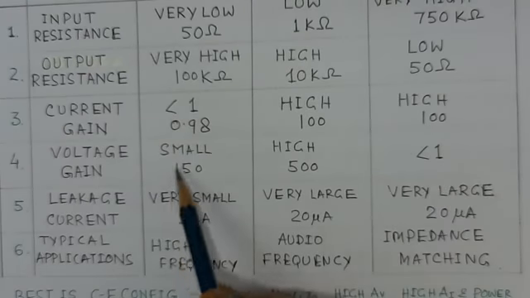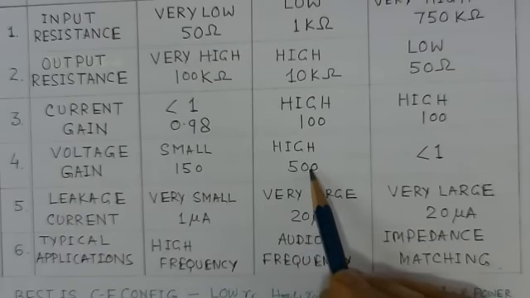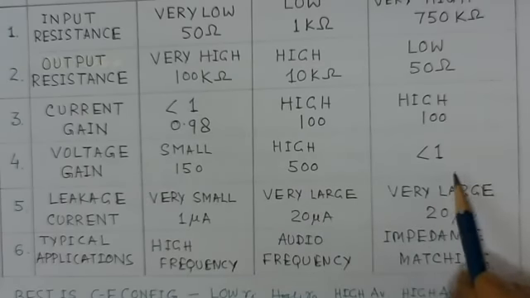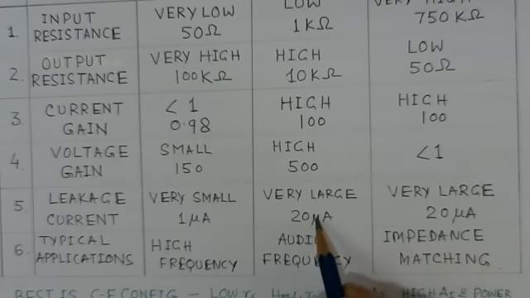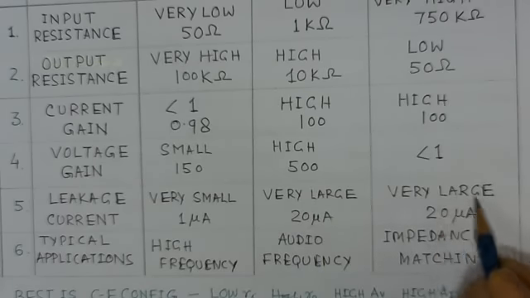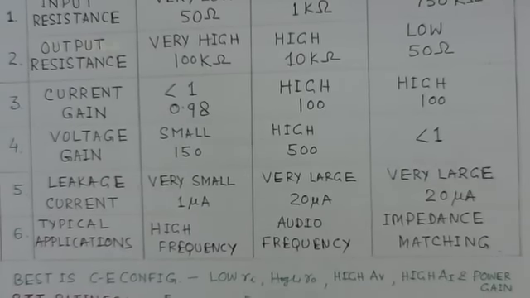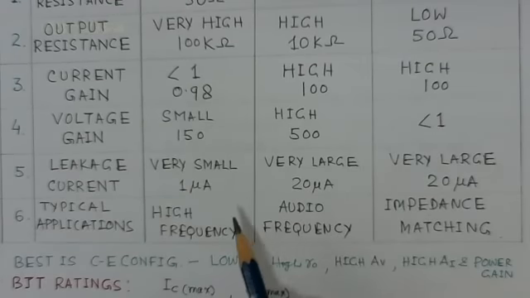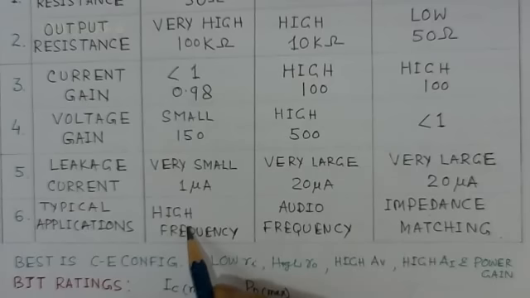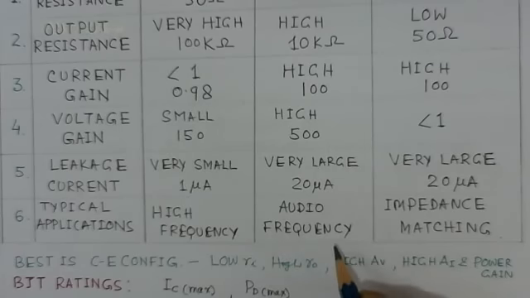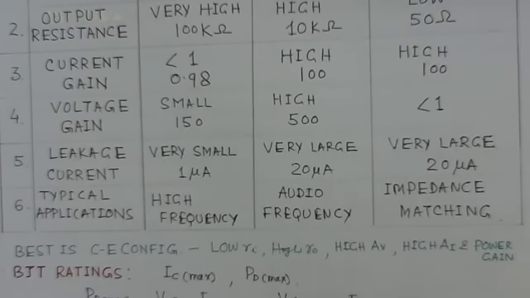Then voltage gain is small for common base and high, about say 500 typically, for common emitter, so quite high, and it's less than 1 for common collector. Leakage current is very high for the common emitter and common collector configurations. As for typical applications, the common base circuit finds more usage in high frequency applications, while the common emitter configuration is most suited for audio frequency applications, and so is very commonly used. Common collector configurations find applications for impedance matching because of their very high input impedance.